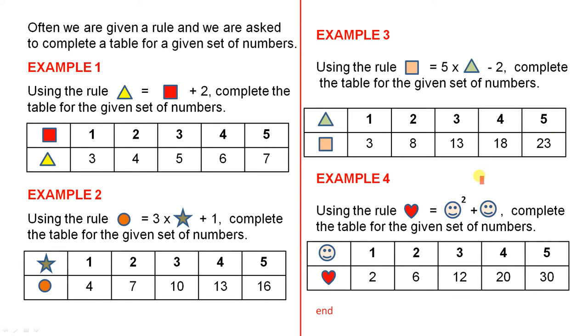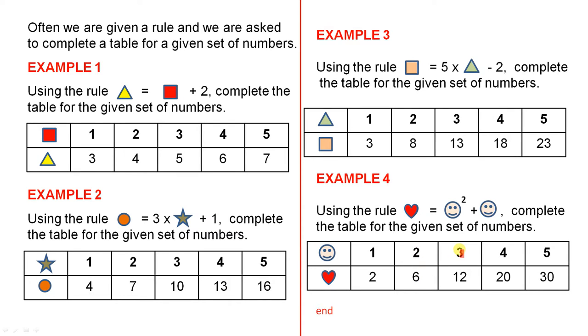This is an interesting one. Example 4. Using the rule the heart equals the smiley face squared plus the smiley face. Complete the table for the given set of numbers. So the smiley face squared, 1 squared is 1. 1 plus 1 is 2. 2 squared is 4. 4 plus 2 is 6.